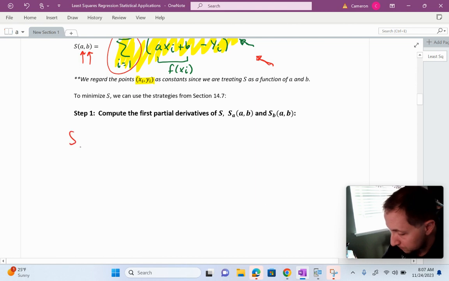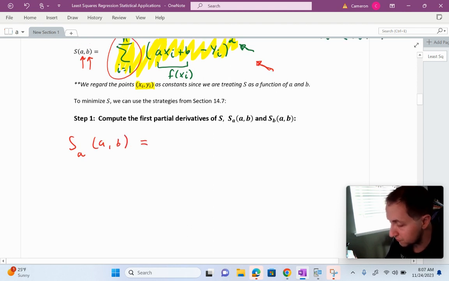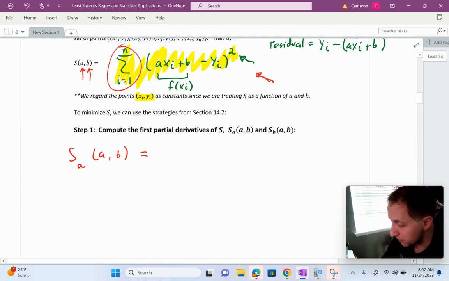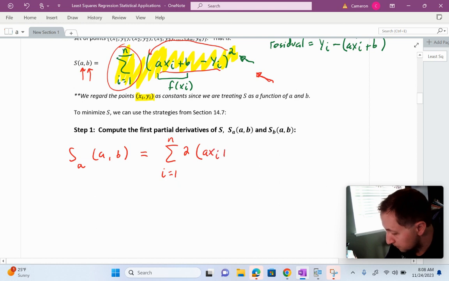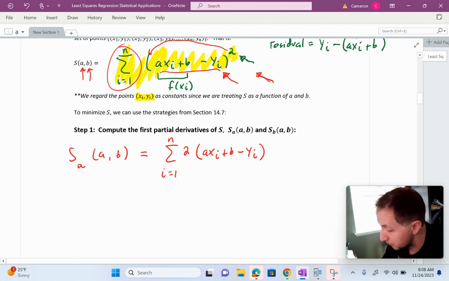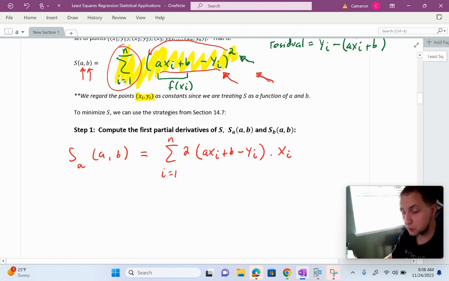So the first one I'm going to compute is the partial derivative of this sum of squared error function with respect to the slope, a. So S sub a, if I take the partial derivative with respect to a, really what I'm going to do is bring the power down in front. So I'm going to get the sum from i equals 1 to n of 2 times, leaving the inside function alone, (a x_i plus b minus y_i), now to the first power, and then using the chain rule, the derivative of my inner function would be x sub i, because I'm partially differentiating with respect to a.